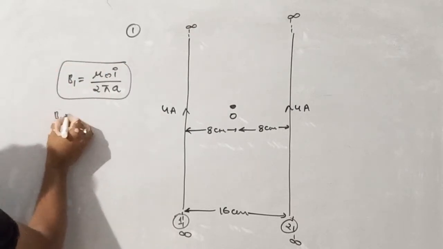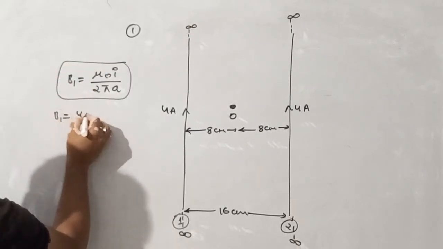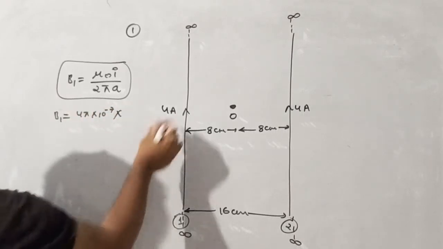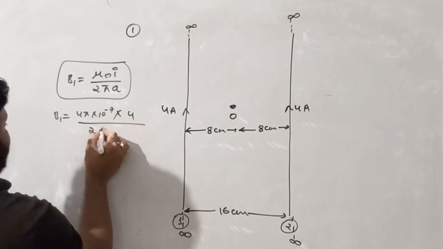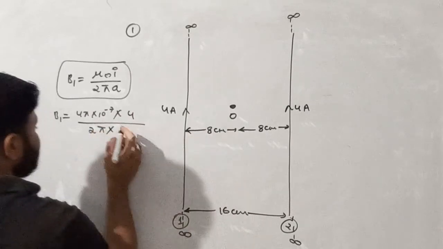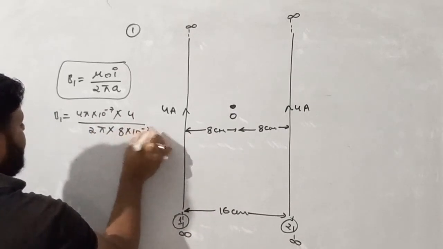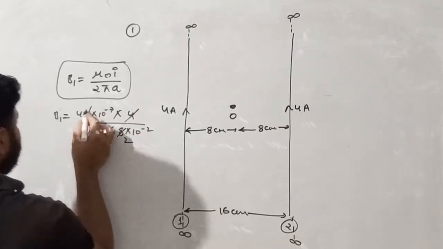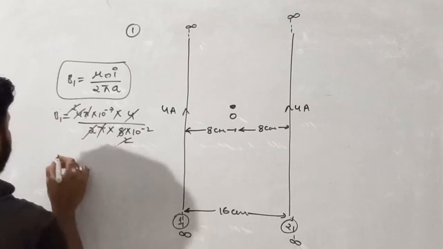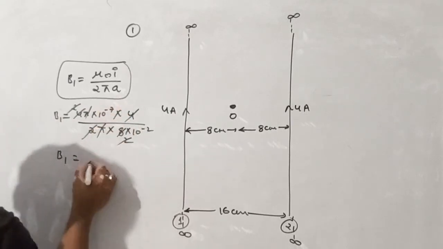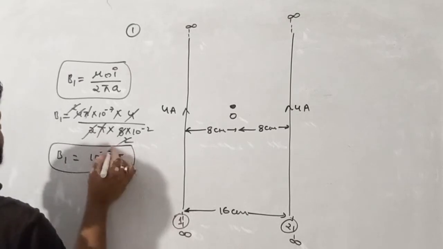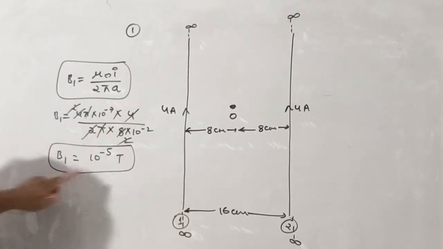So instead of mu naught, we can write 4 pi into 10 raised to the power minus 7, multiplied by the current, which is 4 ampere, divided by 2 pi into a, the distance. So 8 into 10 raised to the power minus 2. 4 2s are 8, pi gets cancelled, 2 2s are 4, 2 gets cancelled. So B1 is equal to 10 raised to the power minus 5 Tesla. Take this 2 upside, so minus 7 plus 2 is minus 5.